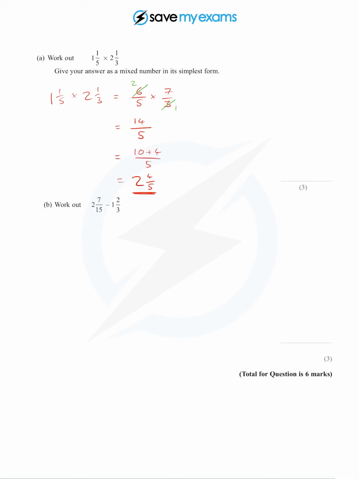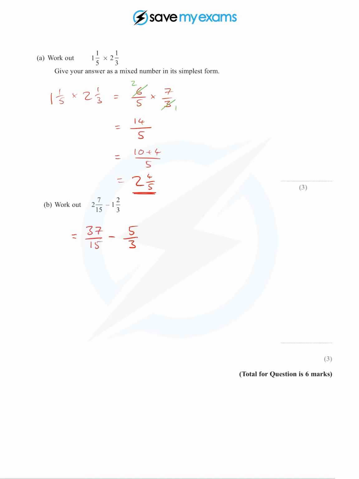Okay, now I'm subtracting this time, so actually I can do it as mixed numbers, or I can do it as top-heavy fractions. Let's keep going with the top-heavy fractions for a minute and see if we can see what's going on. So again, 2 15s are 30, so the 2 is 30 over 15, so I've got 37 over 15 minus, well, 1 times 3 is 3, so I've got 5/3, because 3 plus 2 is 5.